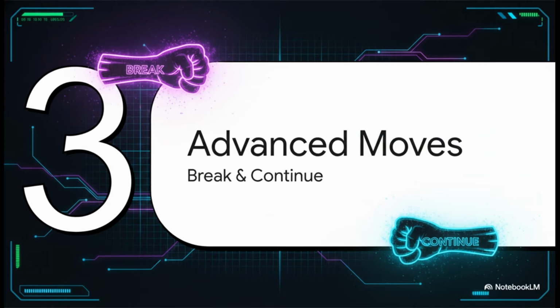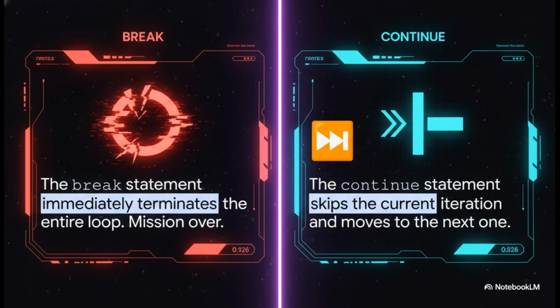Think of these as special moves that let you interrupt the normal flow of the fight. Let's start with break. Just think of this as your rage quit button. It completely and immediately exits the loop, no matter what. Mission over, instantly. Then you've got continue, which is totally different. It's like deciding to skip this enemy. Maybe you run into a mob that has some kind of damage shield. You use continue to just skip your attack on that one enemy and move right on to the next one in line.